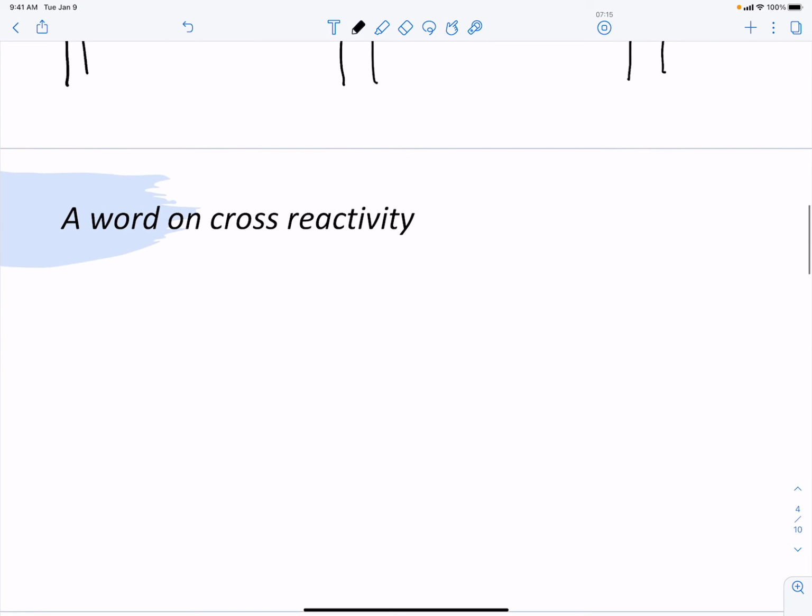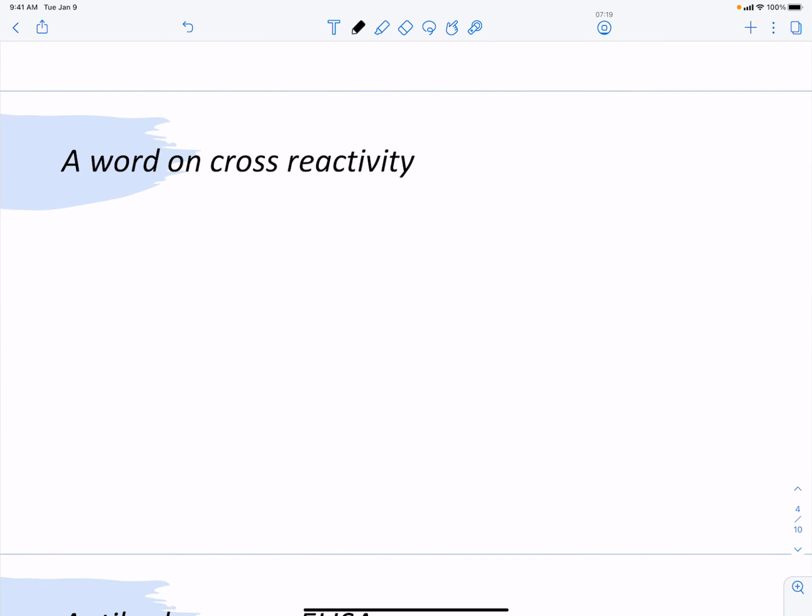Now, another thing that's important with respect to antibodies is cross-reactivity. And so an antibody can occasionally bind to more than one antigen, which is referred to as cross-reactivity, or multi-specificity.